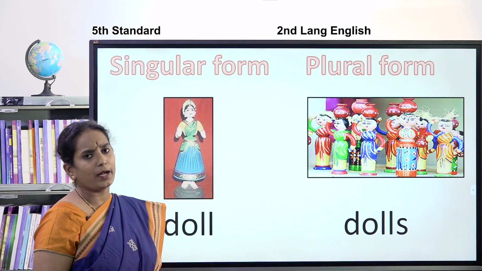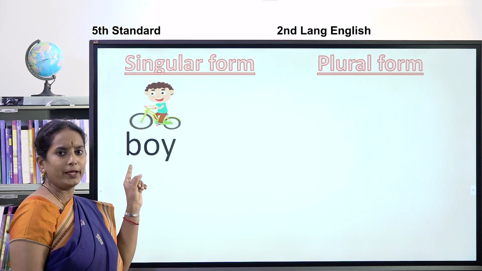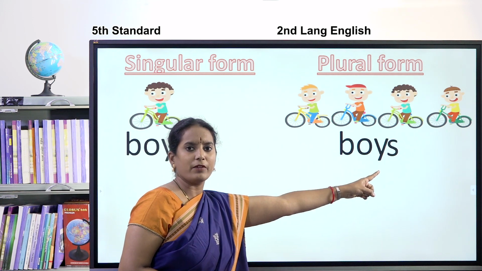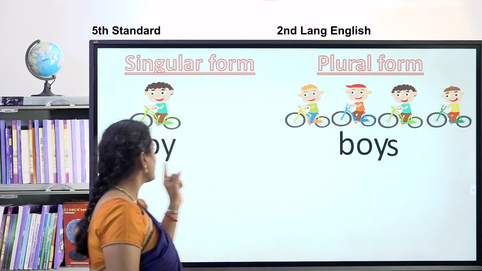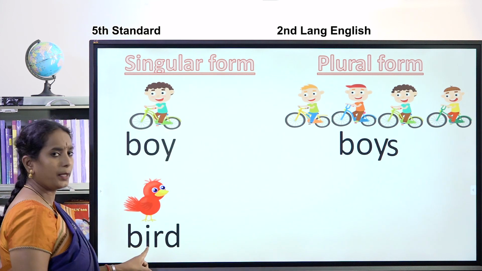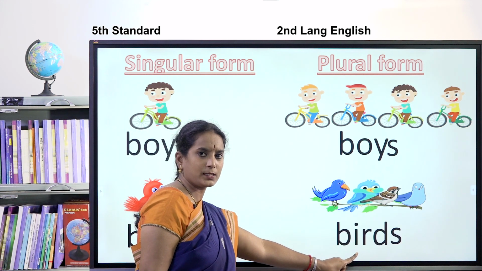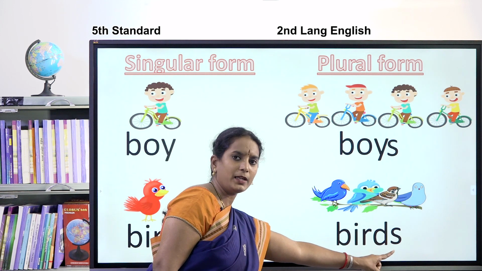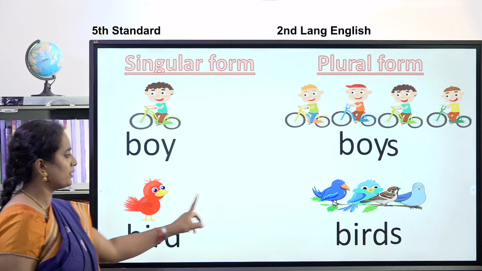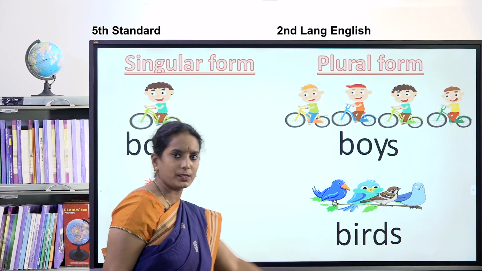Let us look at some more examples. Boy, boys. You can see that we have added an S there. So this is a boy, boys. Bird, birds. You can see we have added an S in the last. So bird, when there are many, more than one, birds.